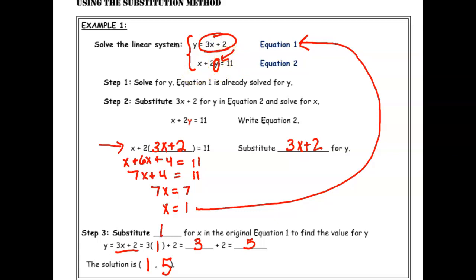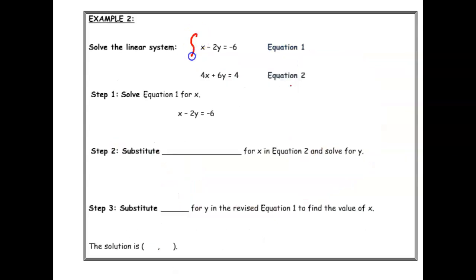Okay, let's do another one. Looking at these two, it makes more sense to look for a coefficient of 1. In this case, x has a coefficient of 1, so we're going to start out by solving for x. We bring the 2y to the other side, so we get 2y minus 6. There's our expression, 2y minus 6. We are then going to circle our x in the second equation. We solved equation 1 for x, and we're going to substitute 2y minus 6 for x in equation 2 and solve.